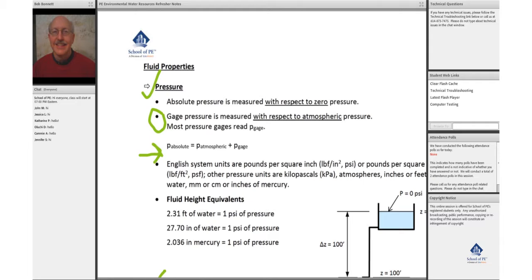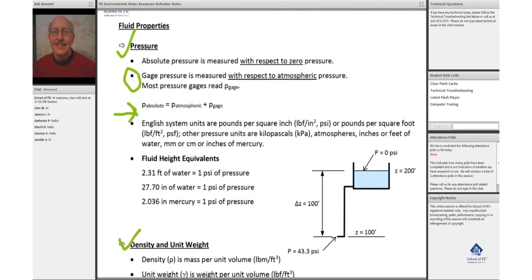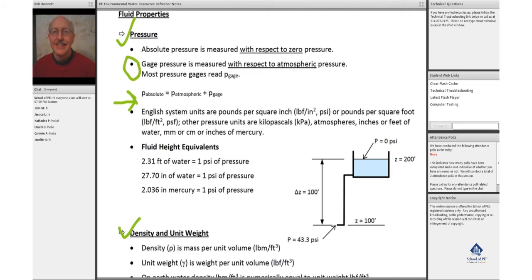Atmospheric pressure, of course, is 14.7 psi at sea level, and that's in your handbook. You can find it there in your standards. All right, so mostly you'll be dealing with gauge pressure. When we take a look at this figure, the gauge pressure is going to be 0 at the top of an open reservoir. Okay, so most problems you'll be dealing with gauge pressure. You don't have to worry about applying atmospheric pressure when it's open to the atmosphere.